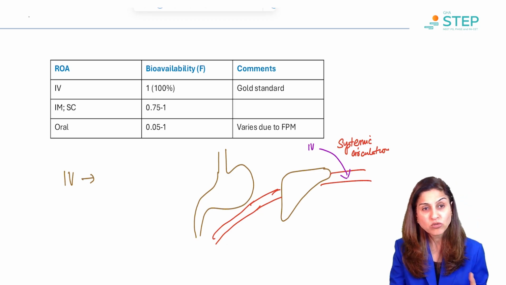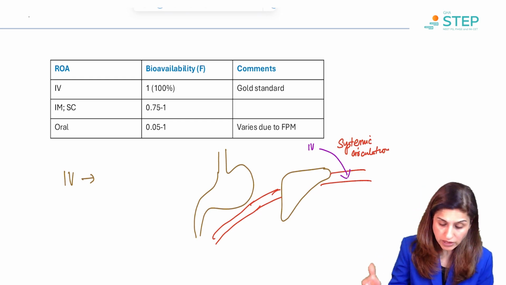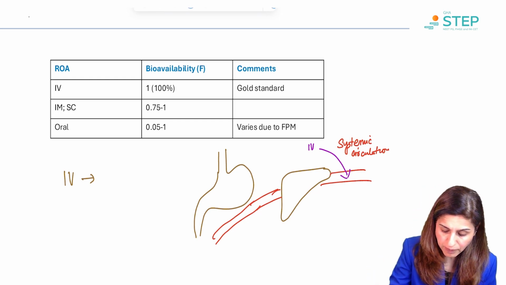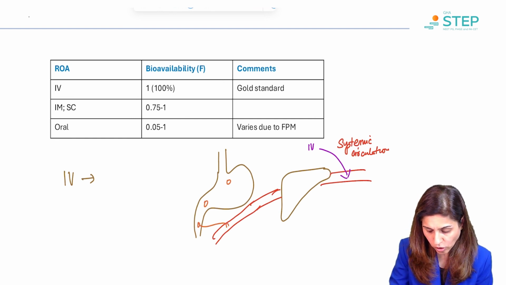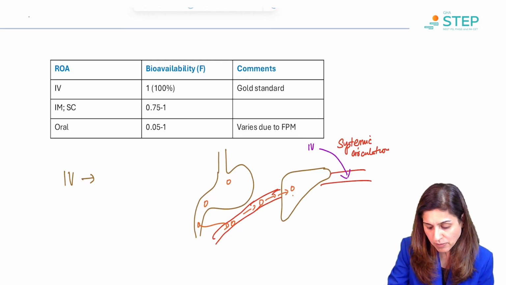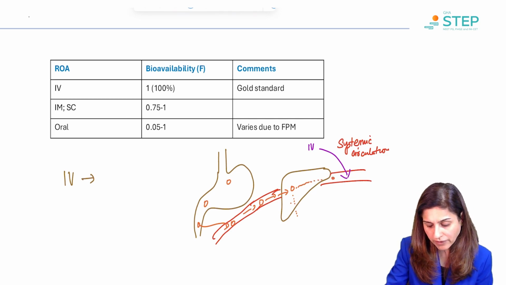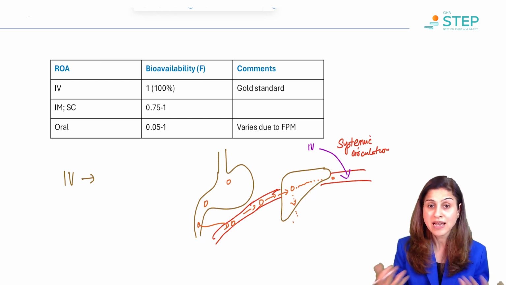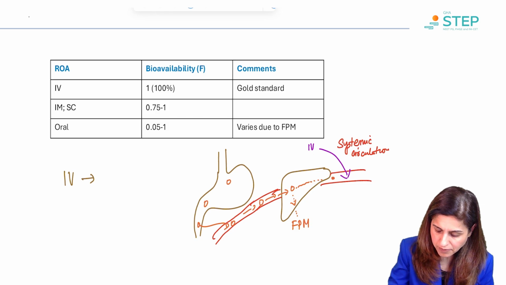But what happens when you give the drug by the oral route, where first pass metabolism is more important? The drug will enter here and get absorbed into the portal circulation. Then it enters the liver, and in the liver some amount of the drug will be metabolized and some other fraction of the drug will go on. Whatever drug has been metabolized here is of no use, it is wasted. This is called your first pass metabolism.